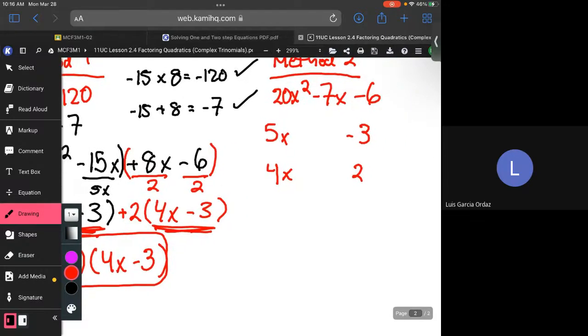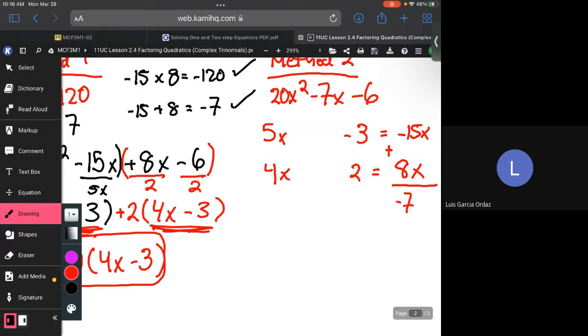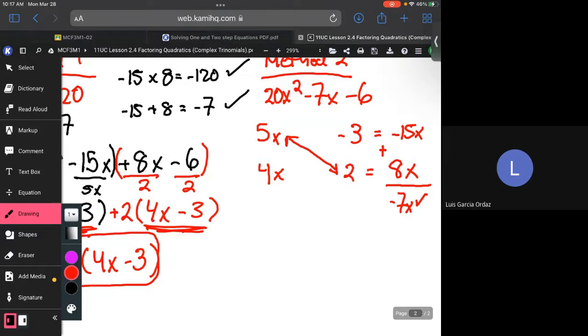So what is 5x times negative 3? Okay, what is 4x times 2? Okay, when I add those together, do I get negative 7x? What's negative 15x plus 8x? Okay, so good. So now with the crisscross method, what's my first factor going to be? Yep. And what's my second factor?